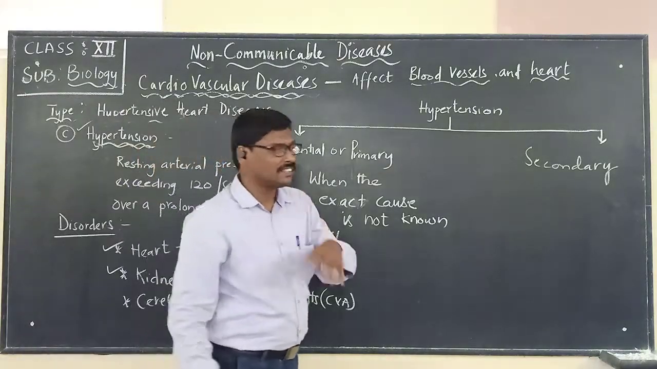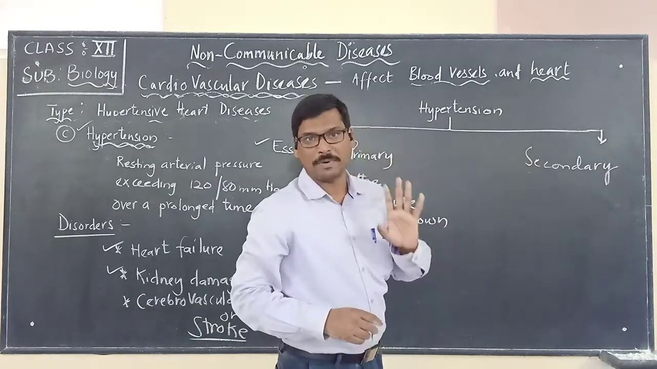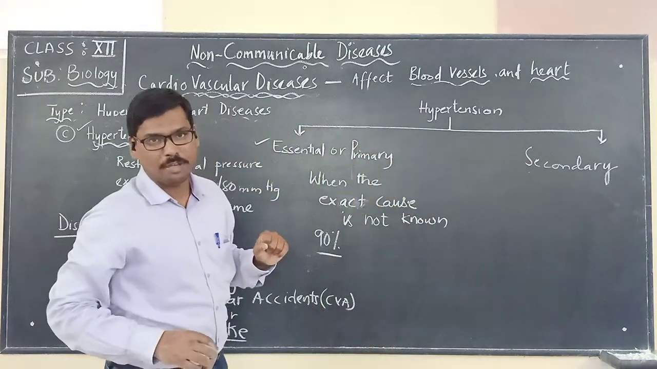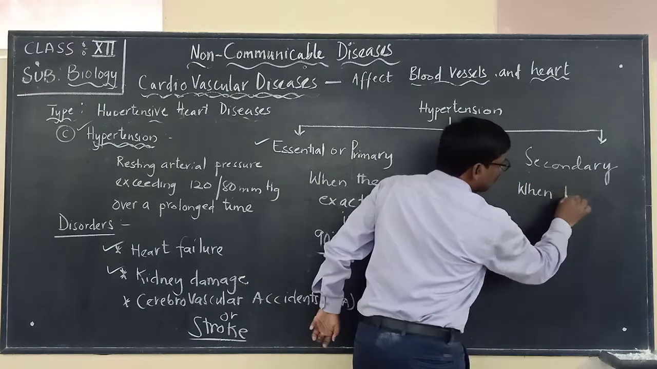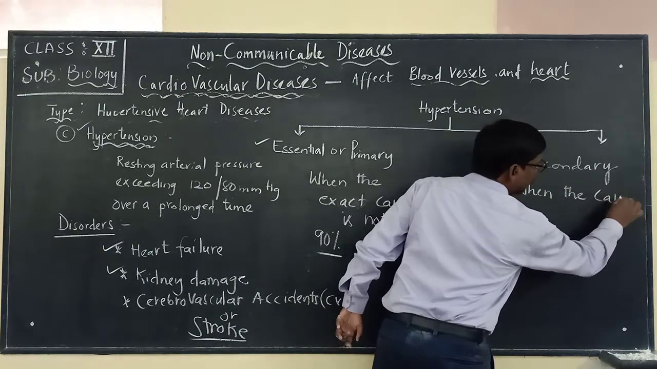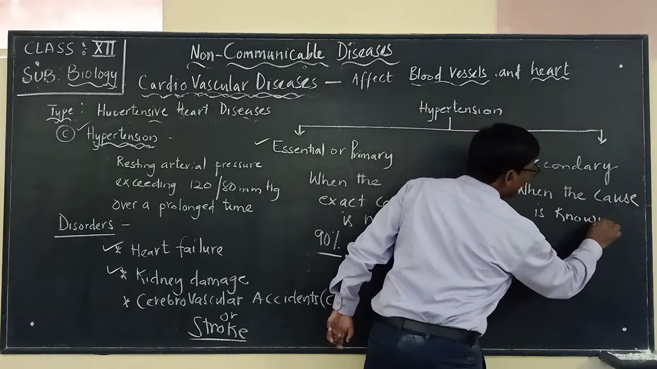But whereas the other 10%, we are calling it secondary hypertension, when the cause is known. When the cause is known, we are calling it what?